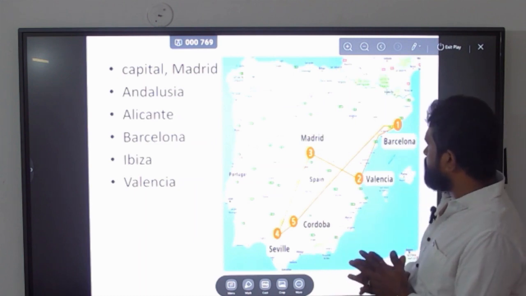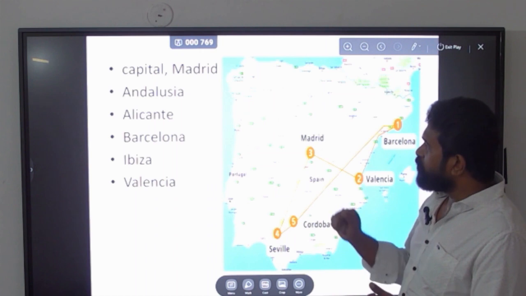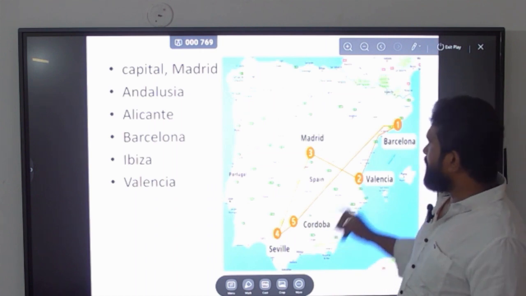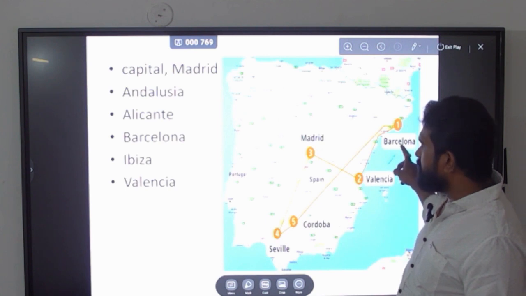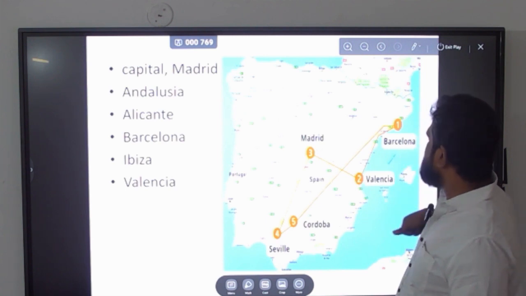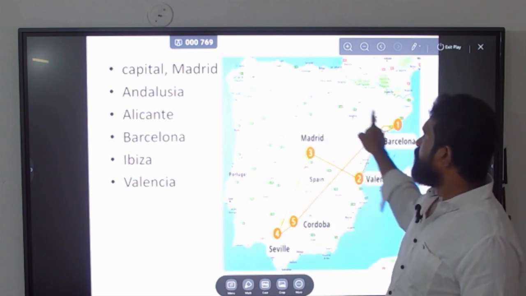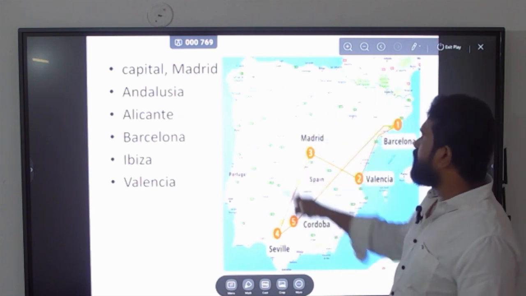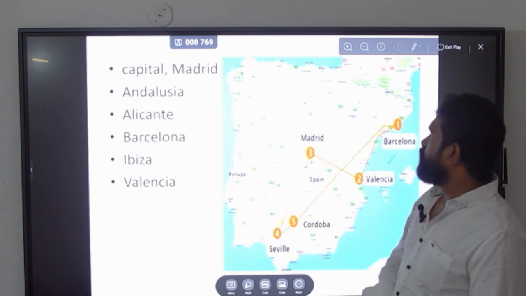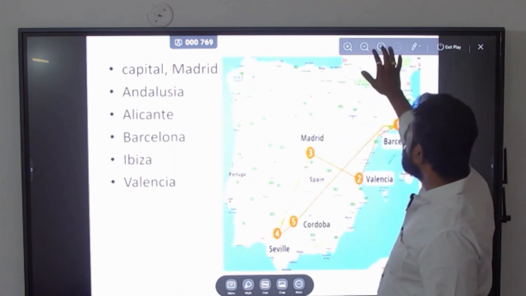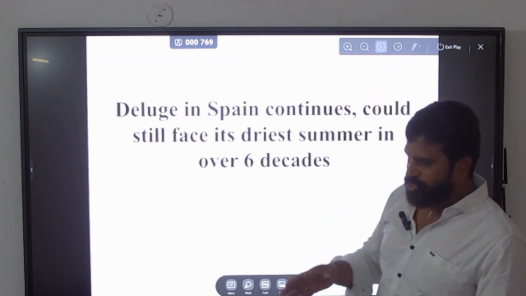You know that Madrid is the capital of Spain, along with Andalusia, Alicante, Barcelona, Ibiza and Valencia. These are the places which are most affected by the hot summer months. So this is the geographical way you should approach these kinds of current affairs.